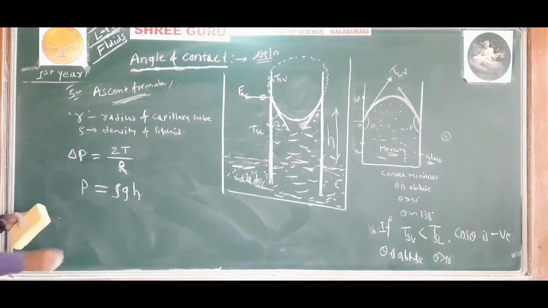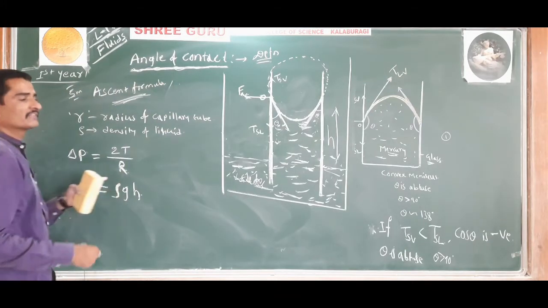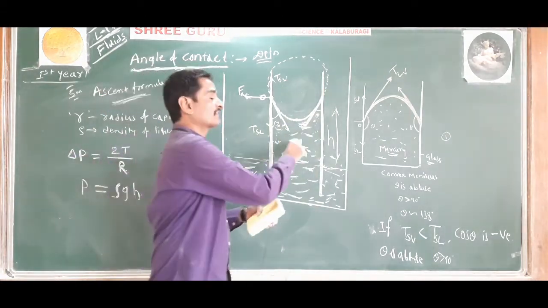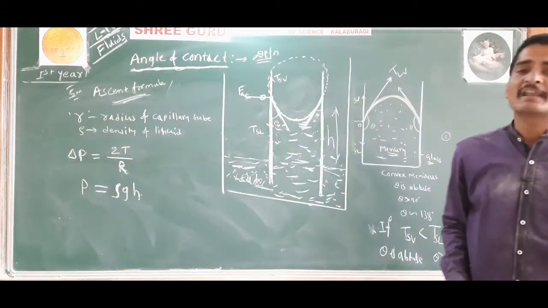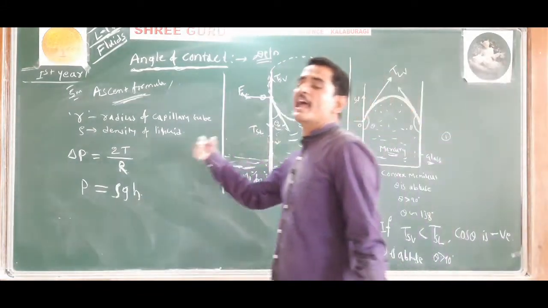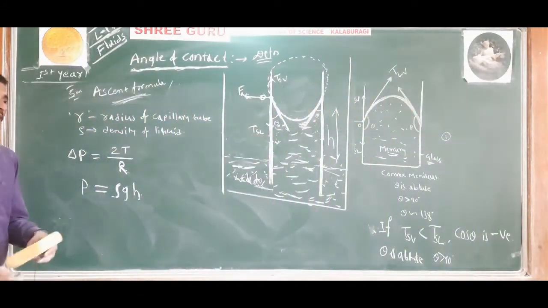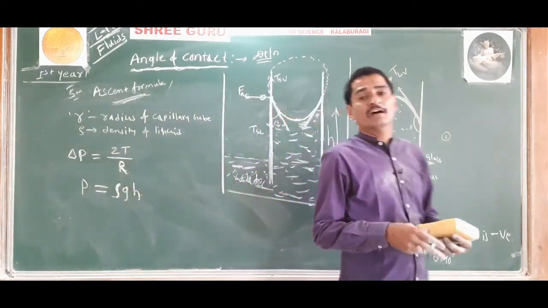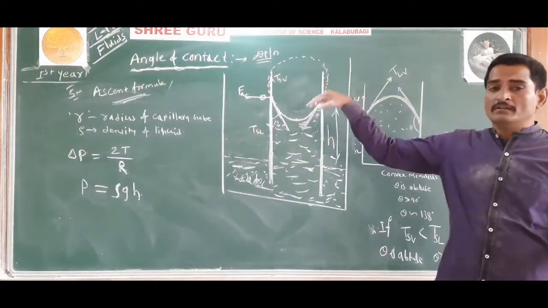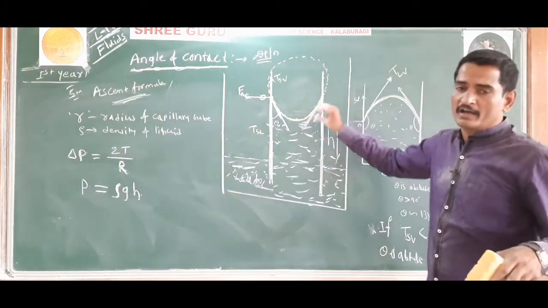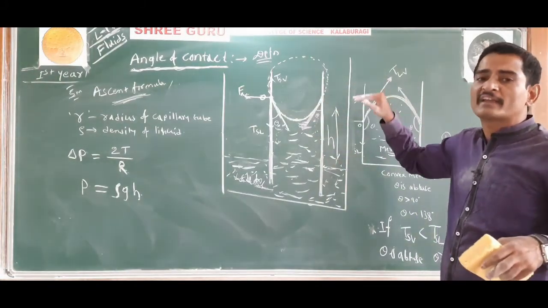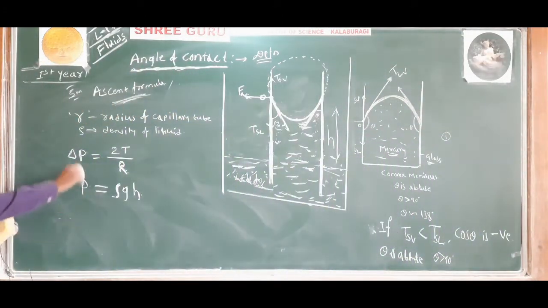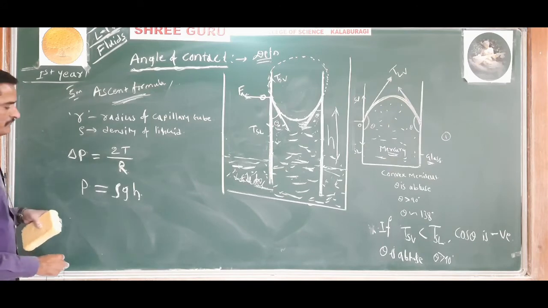We have derived this formula, P is equal to rho GH. That is, the pressure exerted by the raised part of the liquid inside the capillary tube will be equal to the excess of pressure. So liquid inside the capillary tube rises until the hydrostatic pressure exerted by the raised part of the liquid balances the excess of pressure. Understood? So therefore we can write the formula.